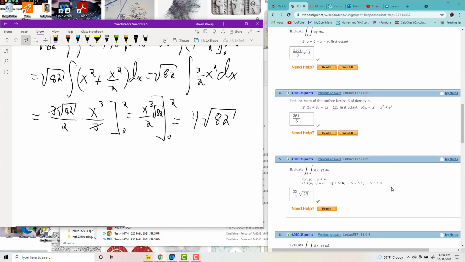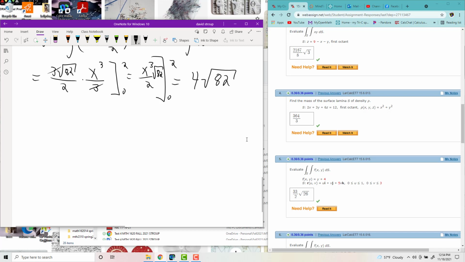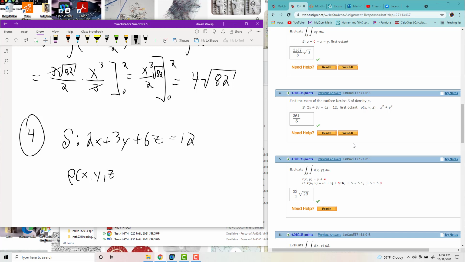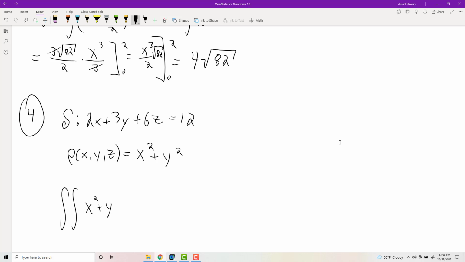Like I said, you could do applications with this. Find the mass of the surface lamina S of density rho. So basically for number 4, I'll just set it up, I won't do it. We're integrating over the surface given by this plane, 2x plus 3y plus 6z equals 12. And then we want to work with x squared plus y squared. And so my double integral will be of x squared plus y squared over this region.